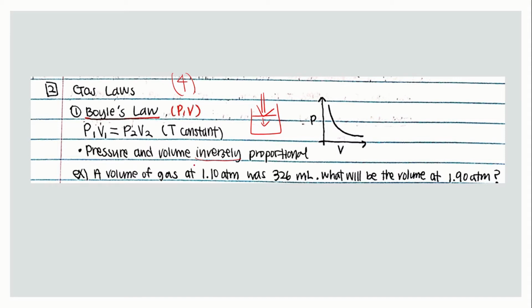The volume of gas at 1.10 atm was 326 milliliter. What will be the volume at 1.90 atm? So you're simply using the equation here, and P1 was 1.10 atm, and then V1 was 326 milliliter equals the P2, which was 1.90 atm, the V2, which you are looking for. So you have to divide both sides with 1.90, and then you get the volume of 189 milliliter.